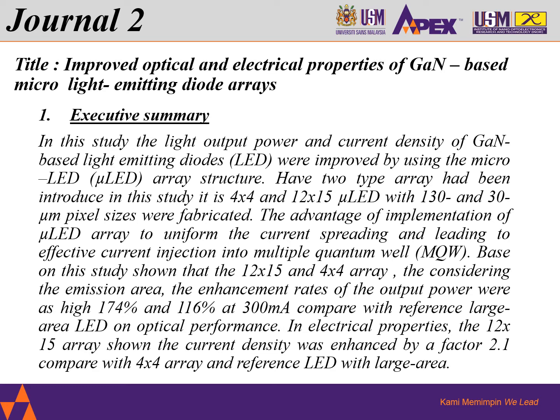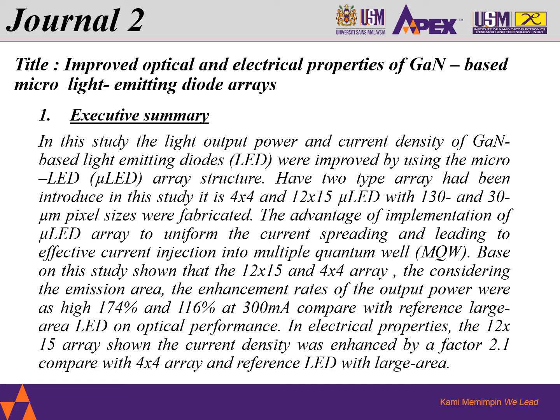First chapter is the executive summary. Based on this study, the light output and also current density of the LED can be improved using the micro LED array structure. Two types of array were introduced in this study: 4x4 and 12x15 micro LED arrays with 130 micrometer and 30 micrometer pixel sizes were fabricated. The advantage of implementing a micro LED array is to perform uniform current spreading, leading to effective current injection into the multi-quantum well.